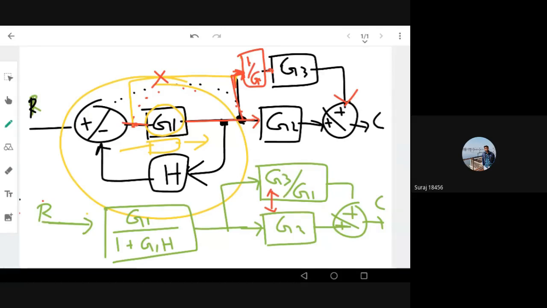These two are parallel. You can see the outputs both are plus, so you can add them together. I can add them together into a single transfer function. What will be the single transfer function?